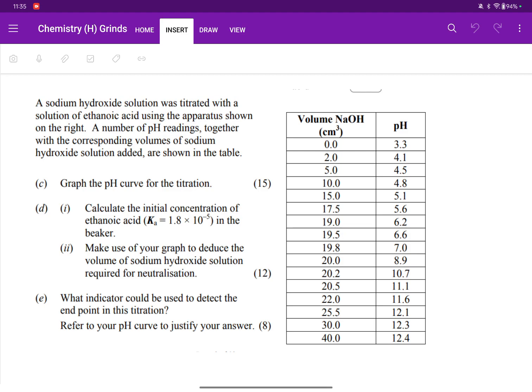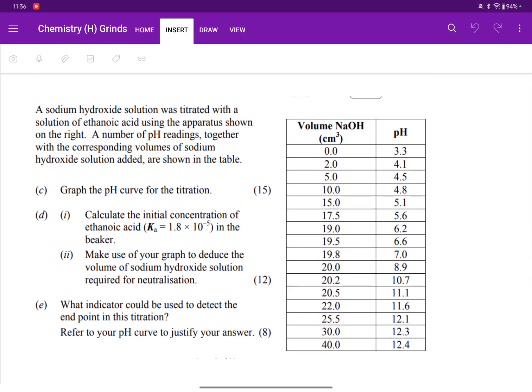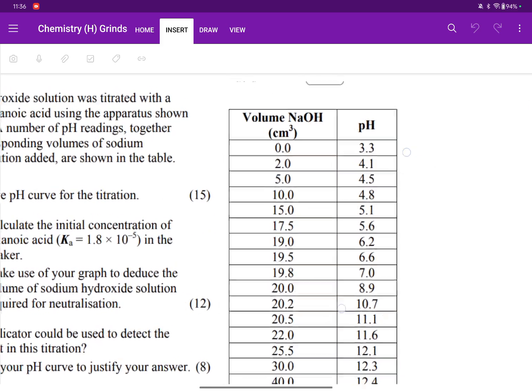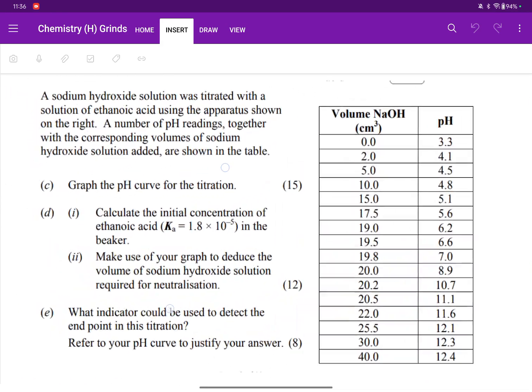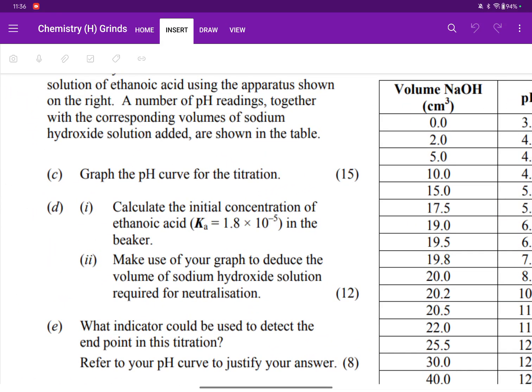So it says right there at the top, a sodium hydroxide solution was titrated with the solution of ethanoic acid using the apparatus shown on the right. I've cropped it out there, but anyway, a number of pH readings together with the corresponding volumes of sodium hydroxide solution added are shown in the table there. Okay, so we're looking at D part 1, right? Calculate the initial concentration of ethanoic acid in the beaker.